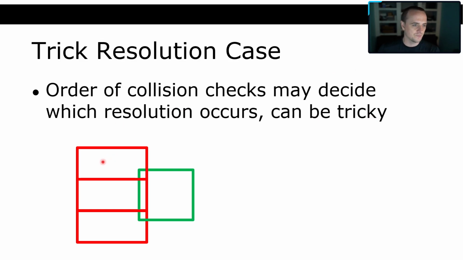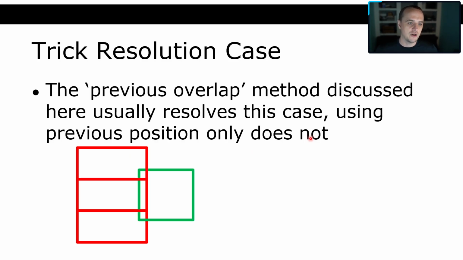So maybe this block had some physical properties that were different than this block. Maybe this was bouncy, but this wasn't bouncy, right? If we checked with this first, maybe it'll bounce. But if we checked with this first, maybe it wouldn't bounce. So we have to be careful with these cases, because the order of resolving collisions does matter. And so the previous overlap method usually resolves this case, but using the previous position only doesn't, okay?